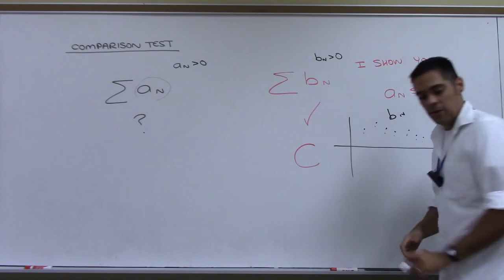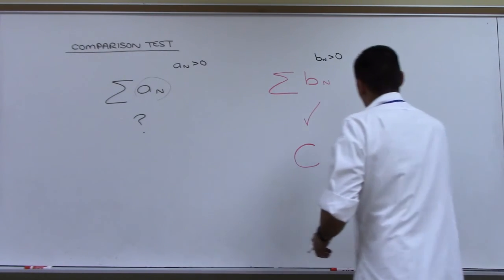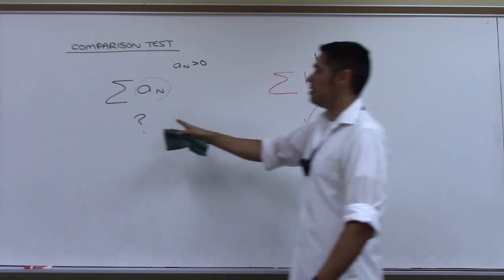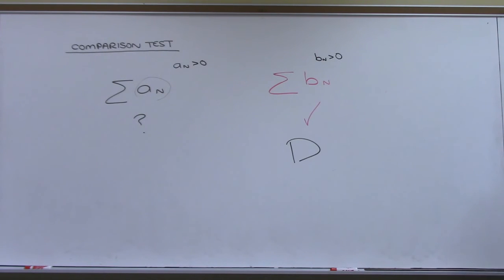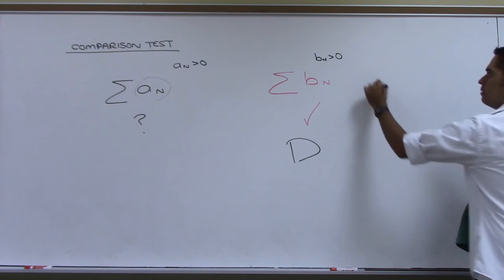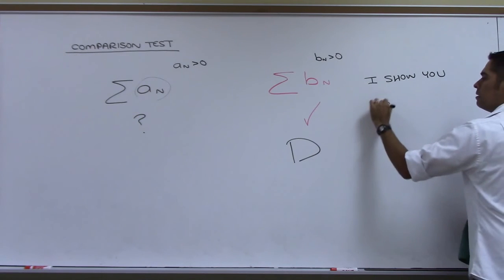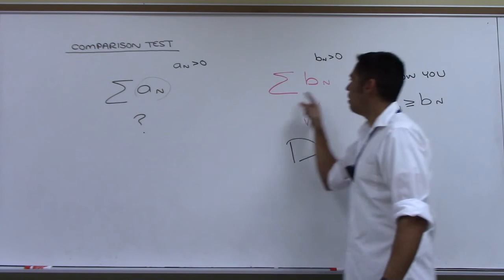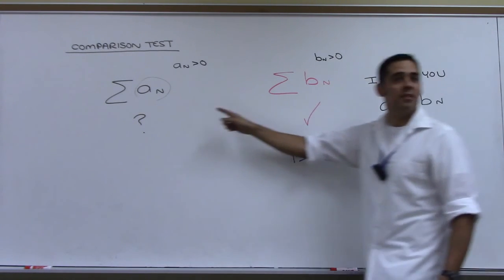All right, let me reverse this on you. What if I tell you this diverges? So we don't know what this is. I know what this is and it diverges. Then how can I use that? What if I show you the other way, that all of these guys are always bigger than all of these guys? Then what will happen? This one's going to have to diverge also.